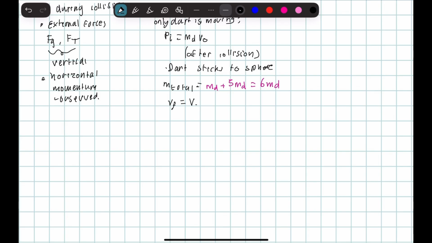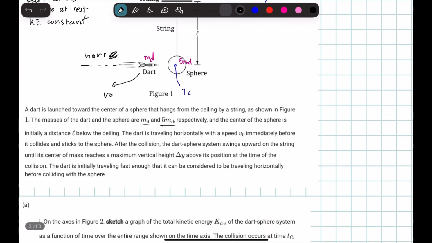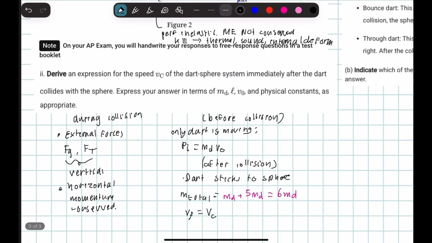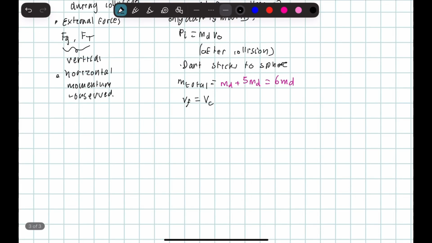And we know that the final speed is going to be equal to vc. That's the velocity of the collision, c for collision, and that means that p final, pf, is going to be equal to 6md times vc, equal to mass times velocity.